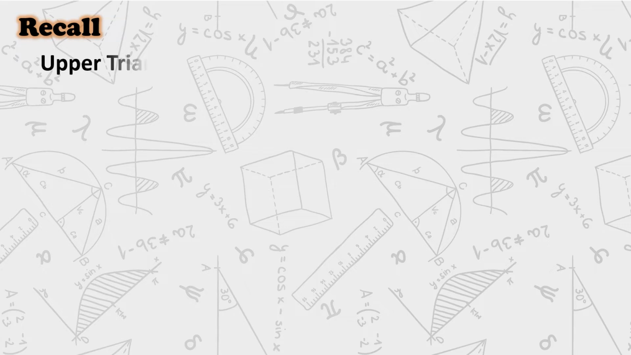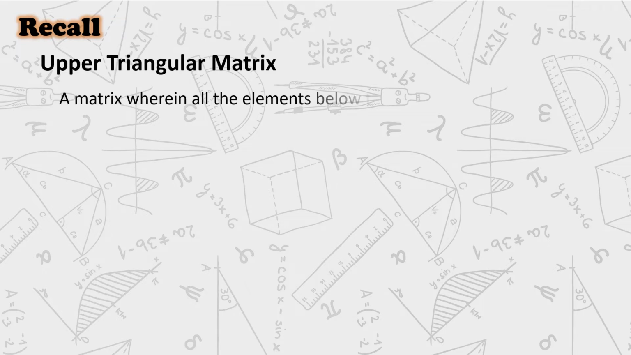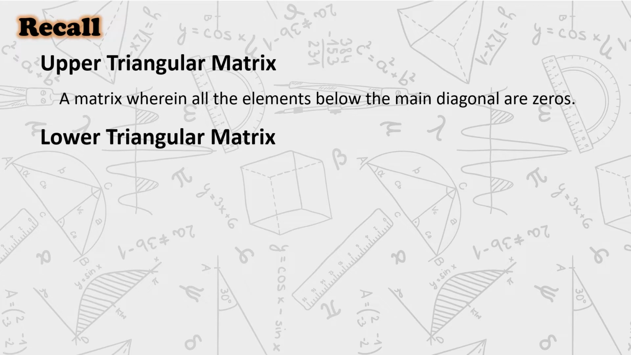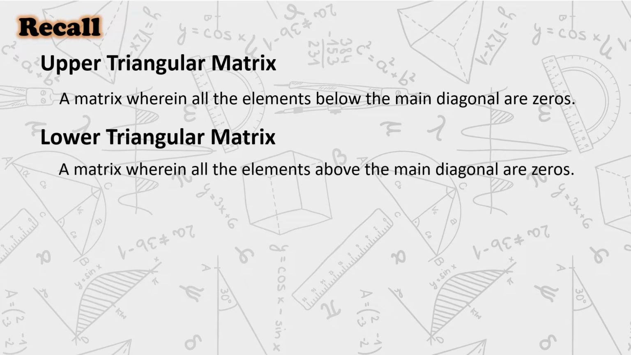Next, let us have upper triangular matrix. This is a matrix wherein all the elements below the main diagonal are zeros. On the other hand, the lower triangular matrix is a matrix wherein all the elements above the main diagonal are zeros. Let us have an example.